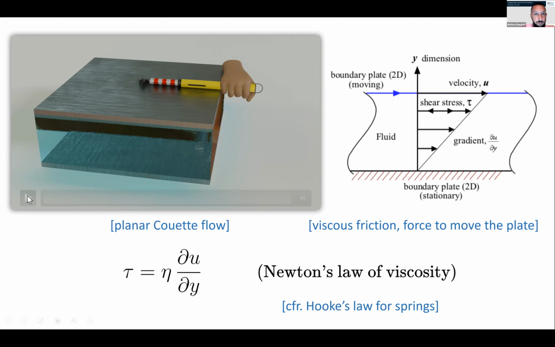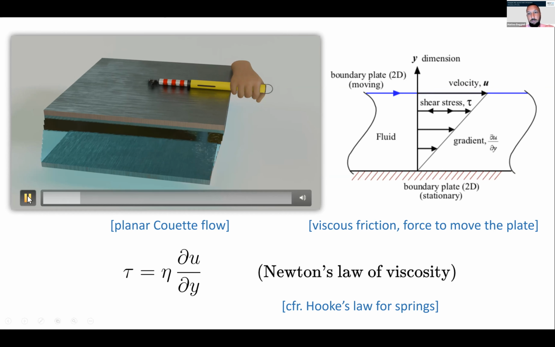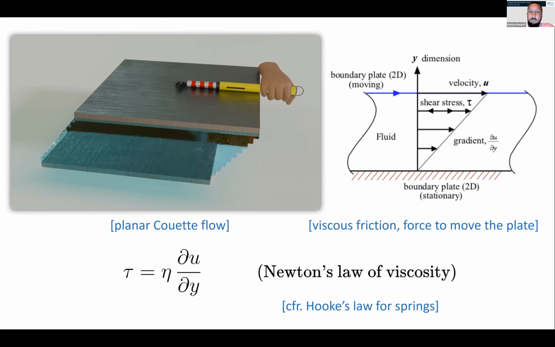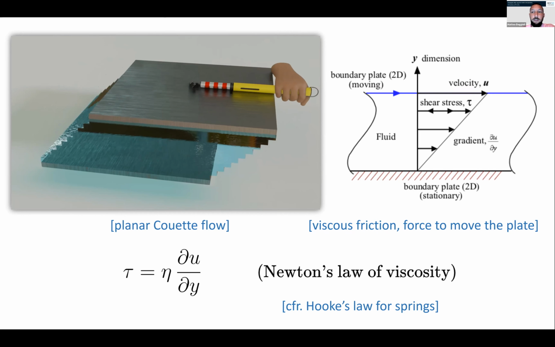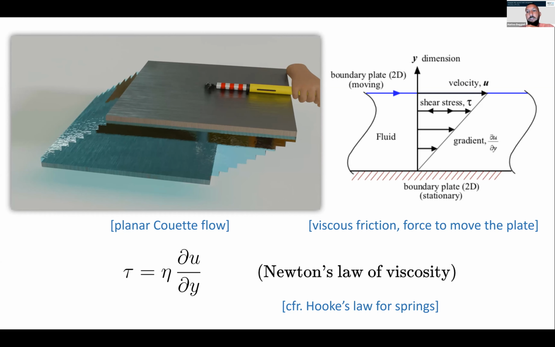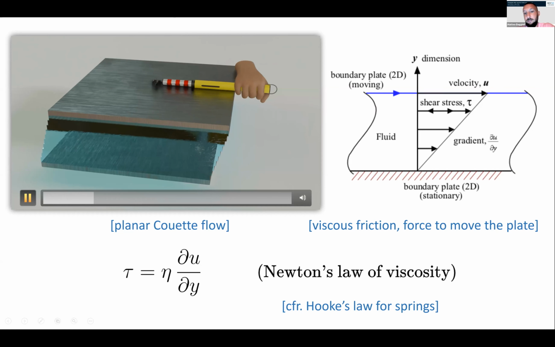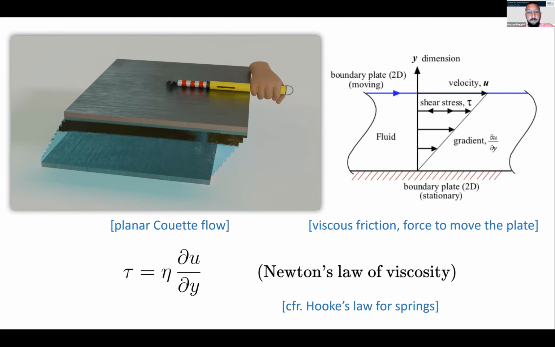Let me see if the video works. So this is basically the Couette flow. You just put a liquid between two planes and you start moving or pulling one of the two planes. And you will feel a force, a resistance to this pulling. And this resistance is nothing else than a manifestation of the viscosity of the fluid.